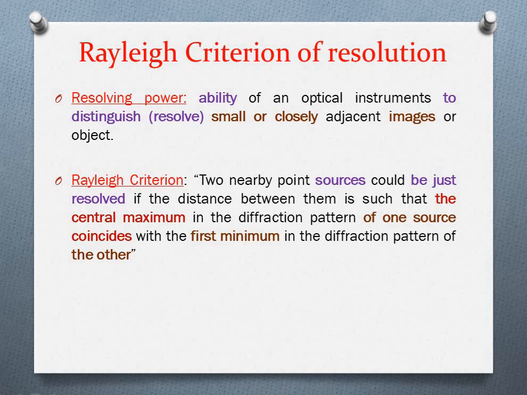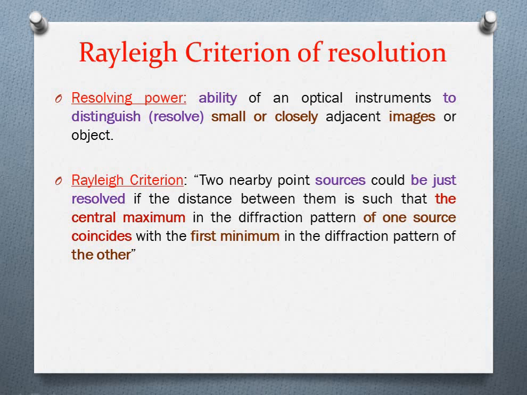It means that if two objects form diffraction patterns, and you consider the diffraction pattern of one object and point out its central maxima, the limiting point is when that central maxima exactly coincides with the first minima in the pattern of the other.